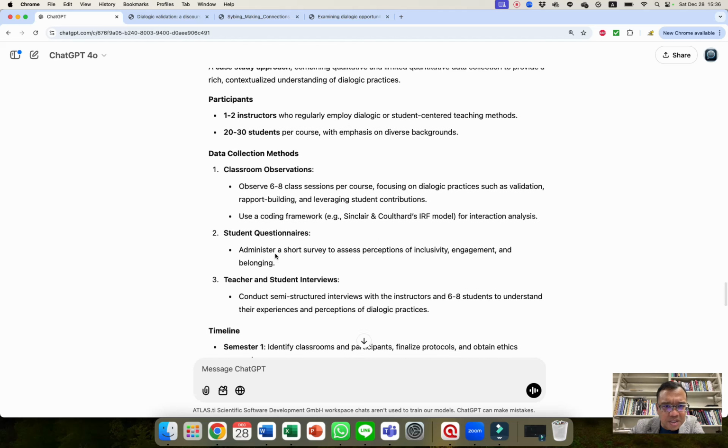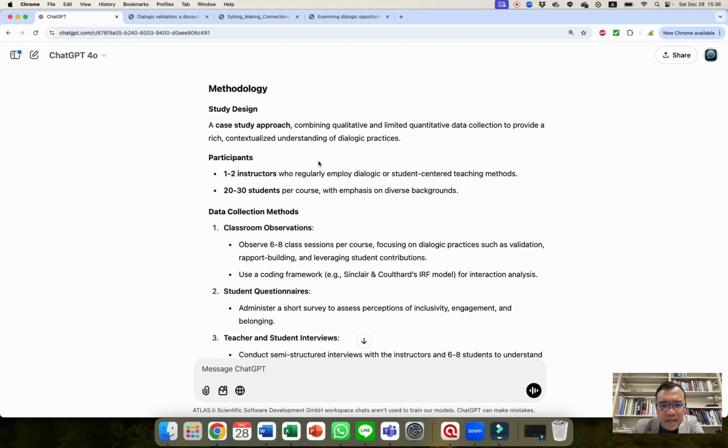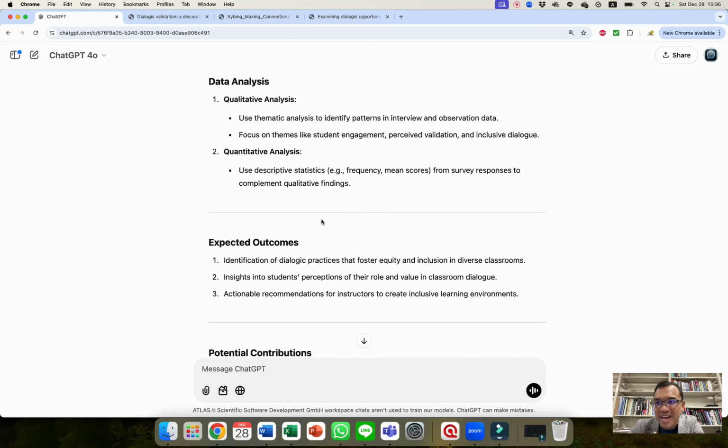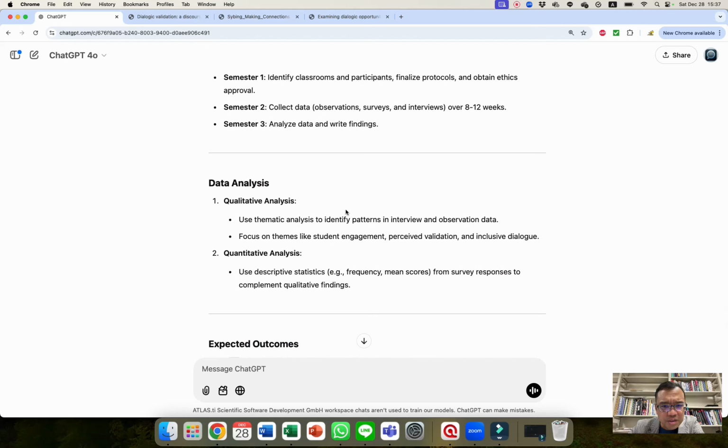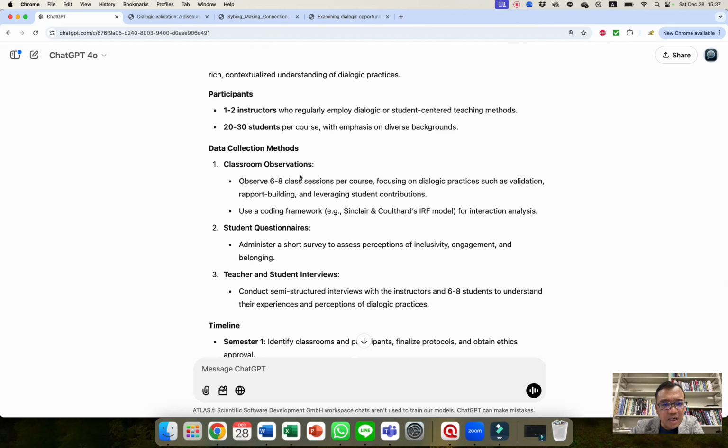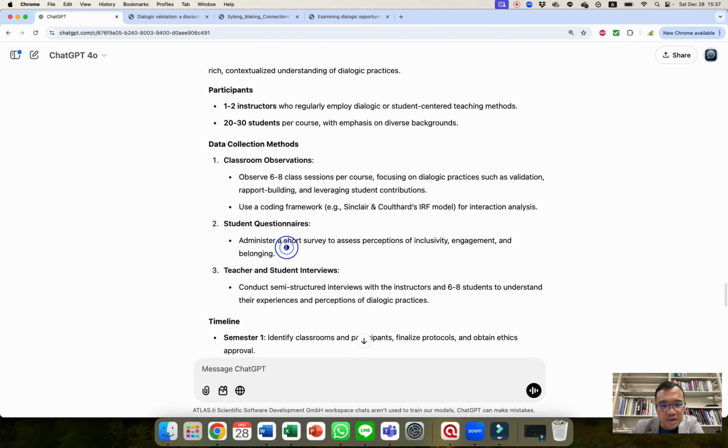Where are we conducting the study? In a classroom with student-centered teaching methods. Where we get that is another question. But we expect that we can identify dialogic practices, we can get insights into students' perceptions because we're doing interviews. Are we collecting it? Yeah. Observations, interviews, and questionnaires, sure.